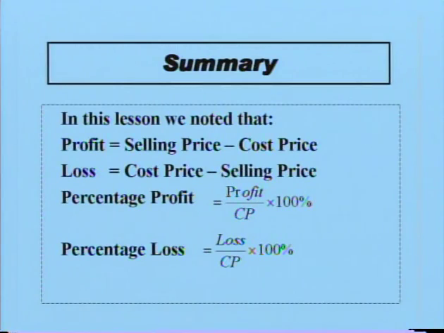In summary, in this lesson, we noted that profit is equal to selling price minus cost price. Loss is equal to cost price minus selling price. Percentage profit is equal to profit divided by cost price times 100. Percentage loss is equal to loss divided by cost price times 100.